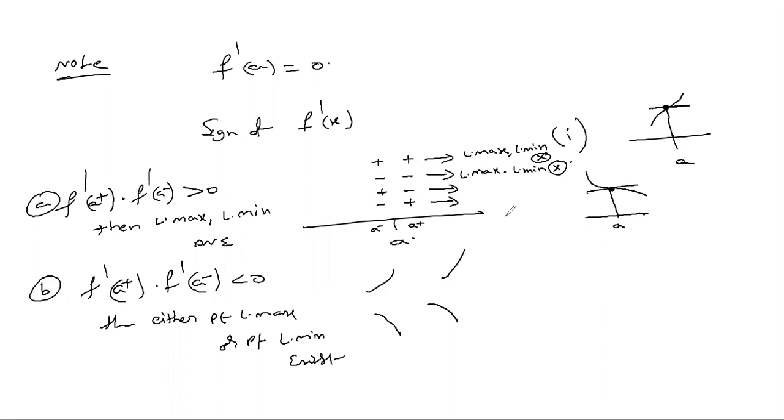What about this? First the function should be increasing, after that it is decreasing. Plus, minus. What about this? Point of local maxima exists. In the other case, first the function should be decreasing, after that the function should be increasing. Fourth case, local minima. That's it.